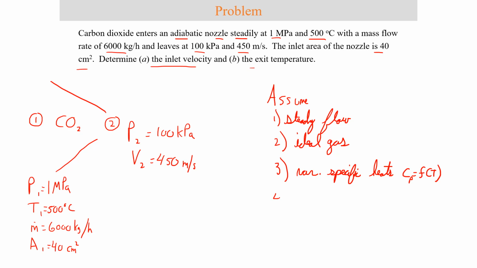And since this is an adiabatic nozzle, there is no heat flow in or out of the system. And also, since it's a nozzle, there's no work interactions. And I'm also going to assume that there's no change in potential energy of the fluid entering or leaving the system. So with that said, let's go ahead and let's do our first law analysis.